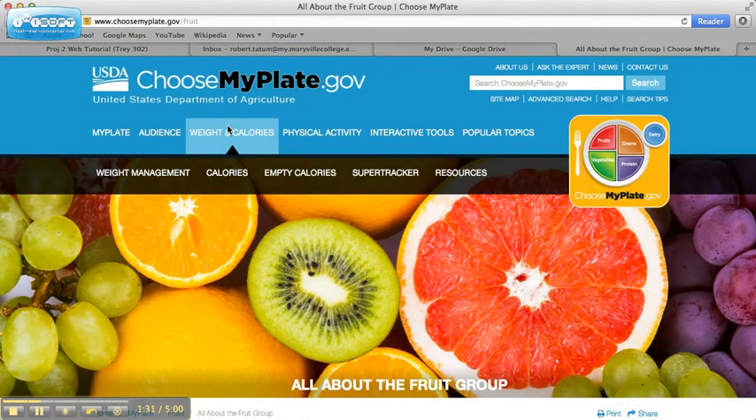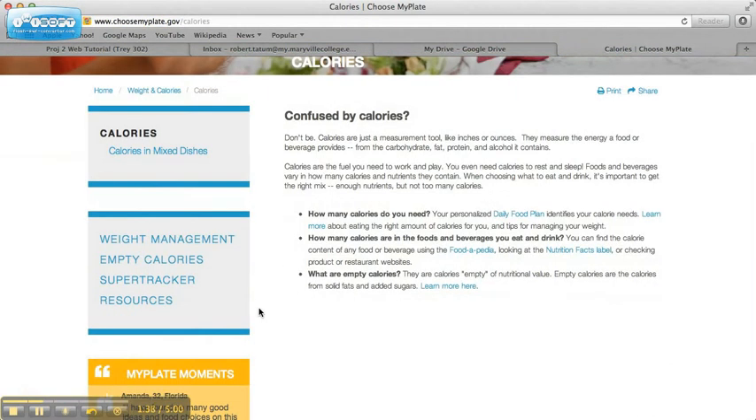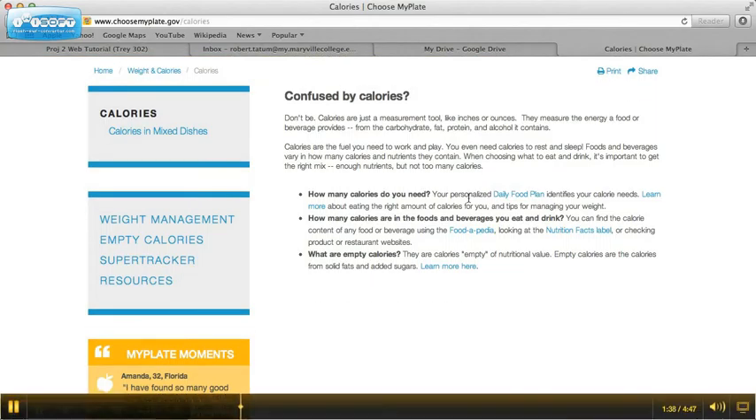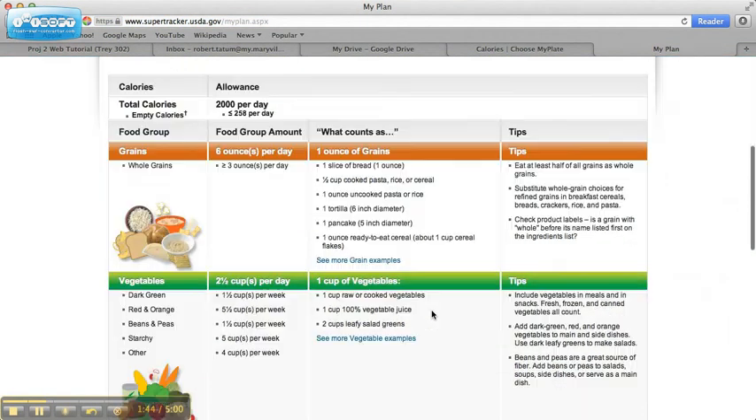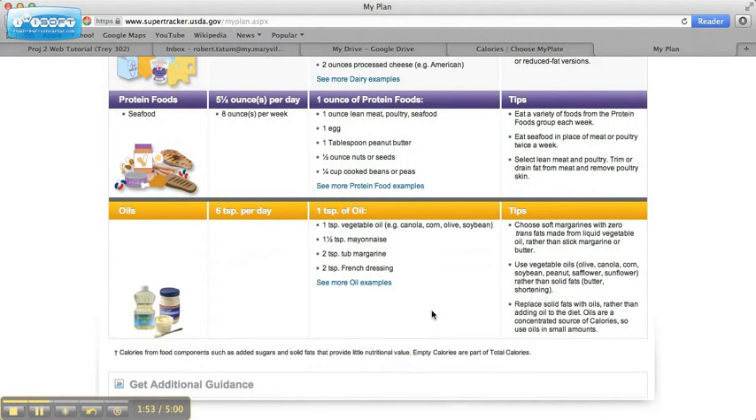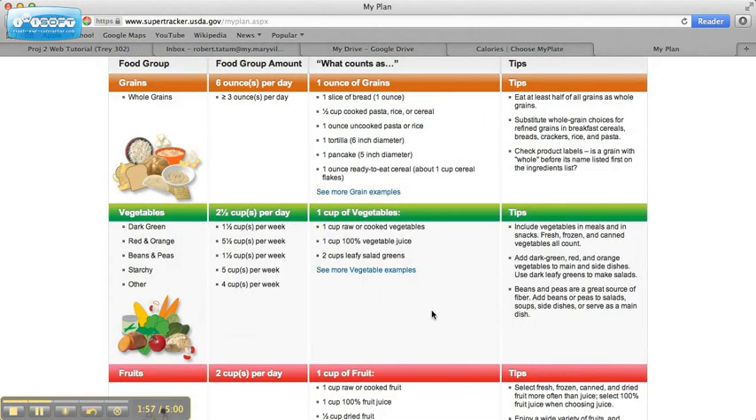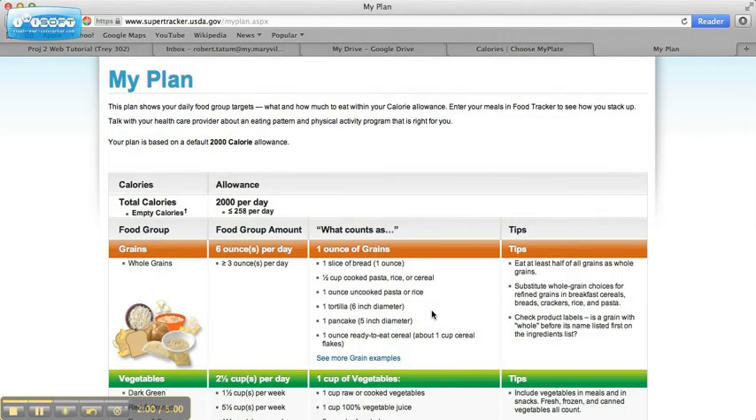It also provides information on how to manage your weight and on calories in general. So we go up here and we look under the weight and calories tab, and we click on calories. You can see that it gives some information about calories in general, and you can even look at a daily food plan that labels out exact measurements of the exact type of foods that you should be eating daily or weekly. This provides information on each food group and each type of food in each food group that you should be consuming. This again is based on an average person who would consume about 2,000 calories a day.